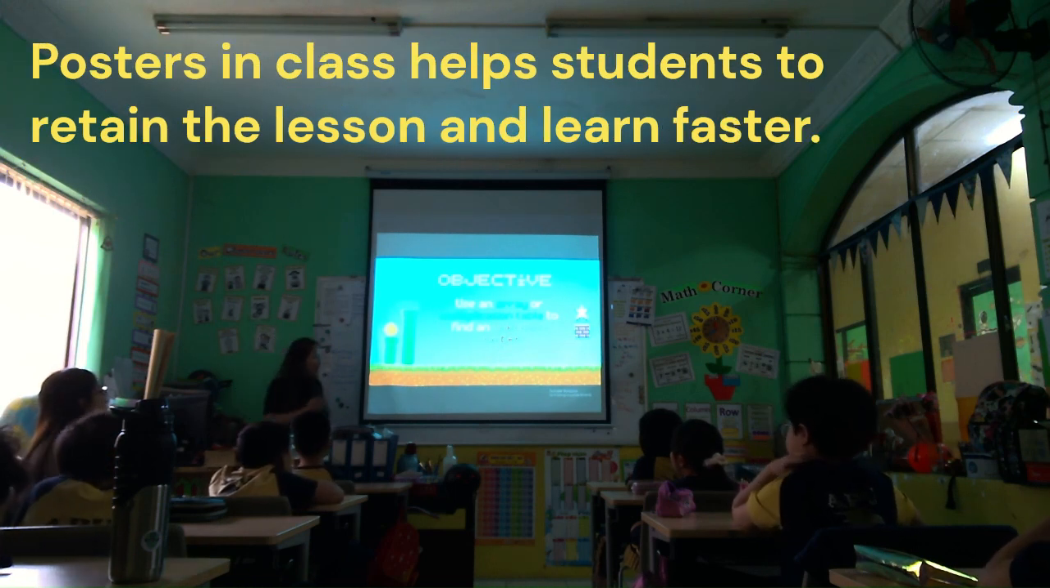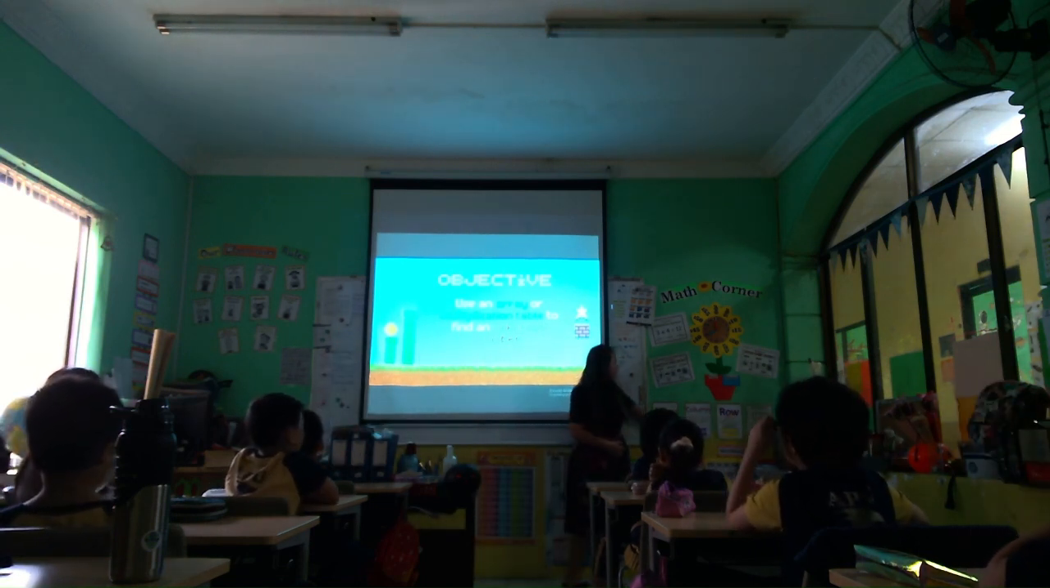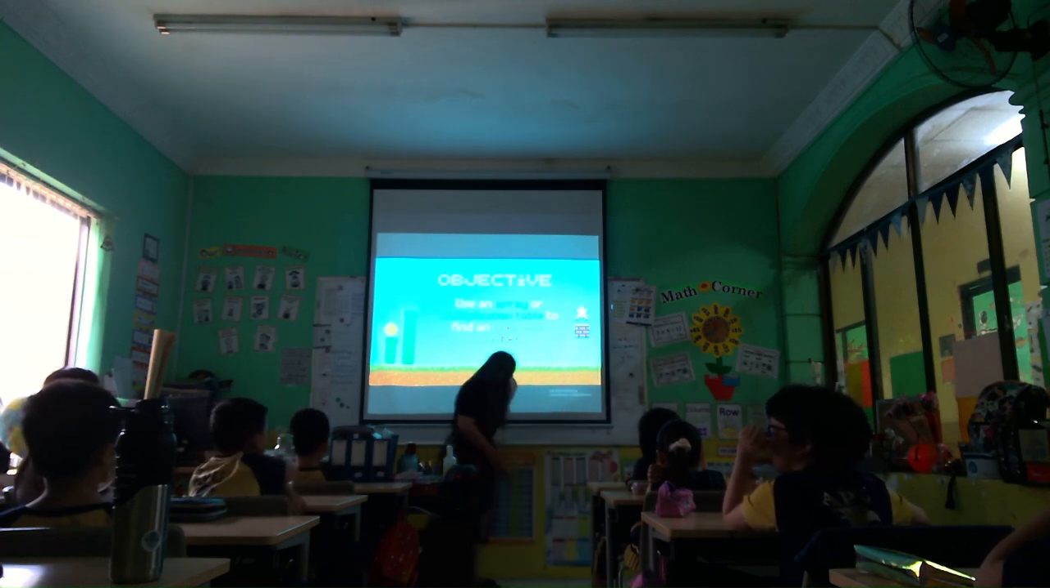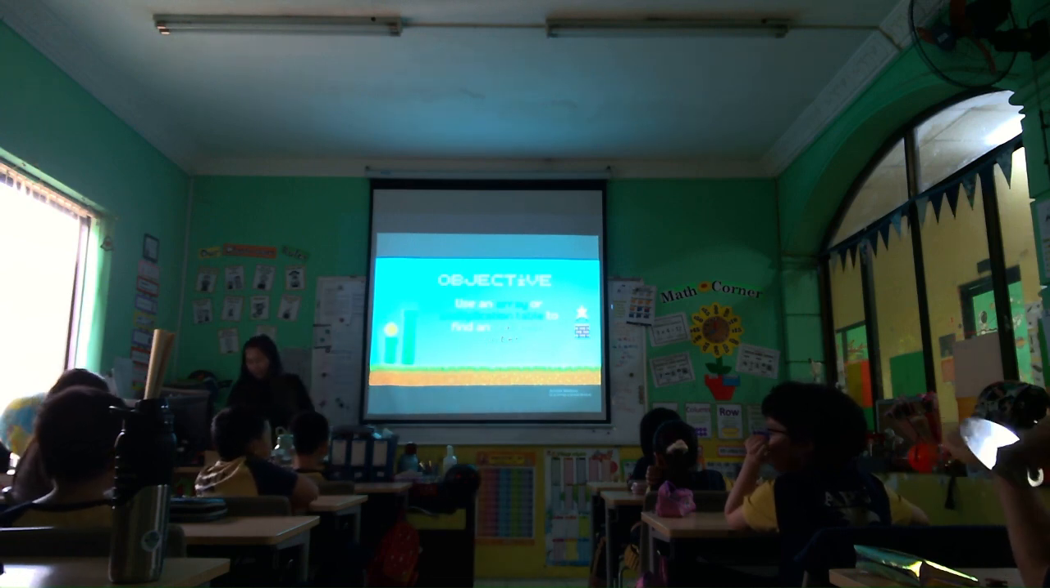Before we begin, we already learned what an array is. Array, column, and then we already have the multiplication sentence, and the multiplication table.